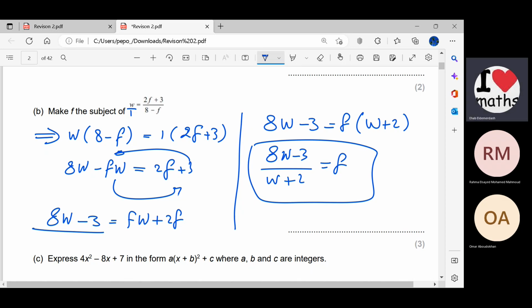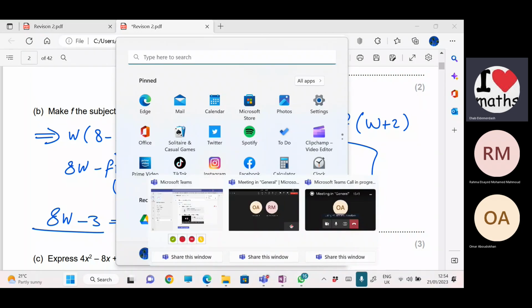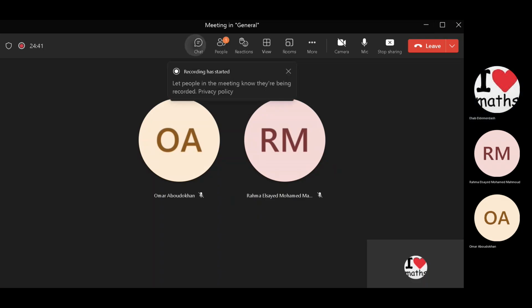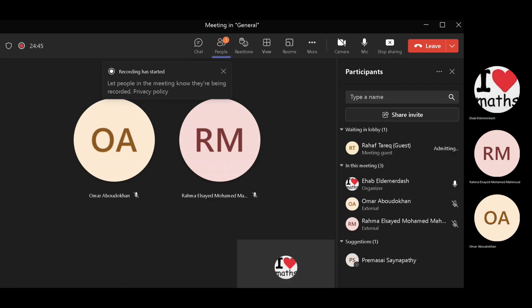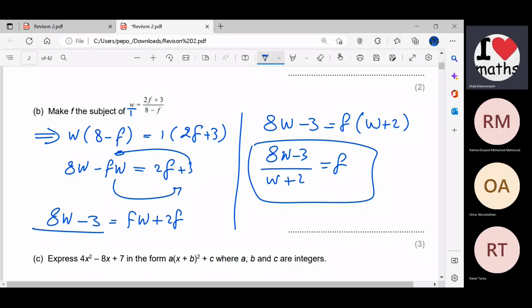Okay, again, I don't have a problem with this question. It was W over 1 equal to this amount. Here it's an easy story, it wasn't a problem. Okay, so we can go through this one as W equal to F plus 3 over 8 minus F. I just went through the cross multiplication and I get this one as equal to 8W minus FW equal to F plus 3. Agreed, guys?